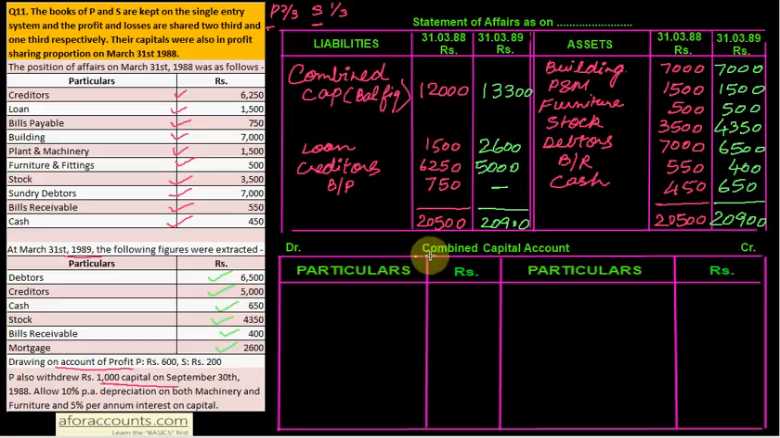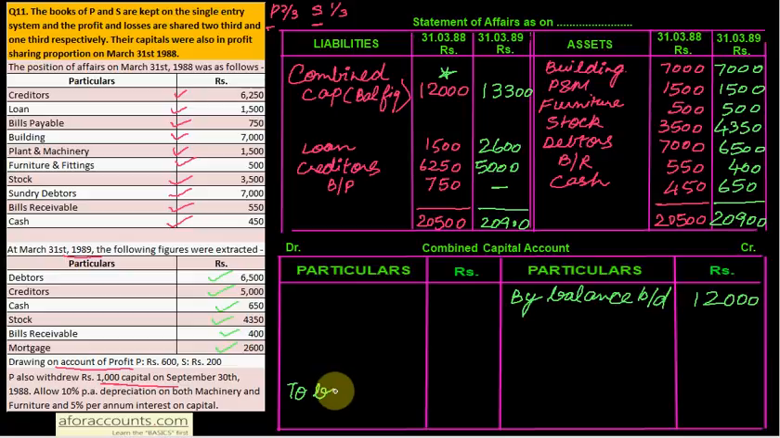So combined capital account we have to make because we have partners here and the capital of both of them. So put opening capital first, by balance brought down. Look at how much the opening capital is, 12,000 is your opening capital, and as you plot it, immediately plot the closing capital also. So to balance carried down, your closing capital 13,300. So 13,300 is written here.